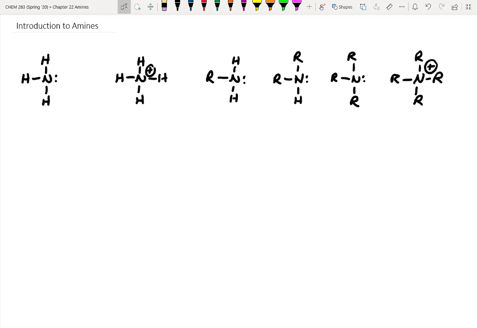Okay, the next chapter in the Klein textbook is all about amines. Before we get too far into this chapter, I just wanted to go over some of the basic naming of these amines. So, the most basic amine that we have right here is NH3. Most of you know this as ammonia.